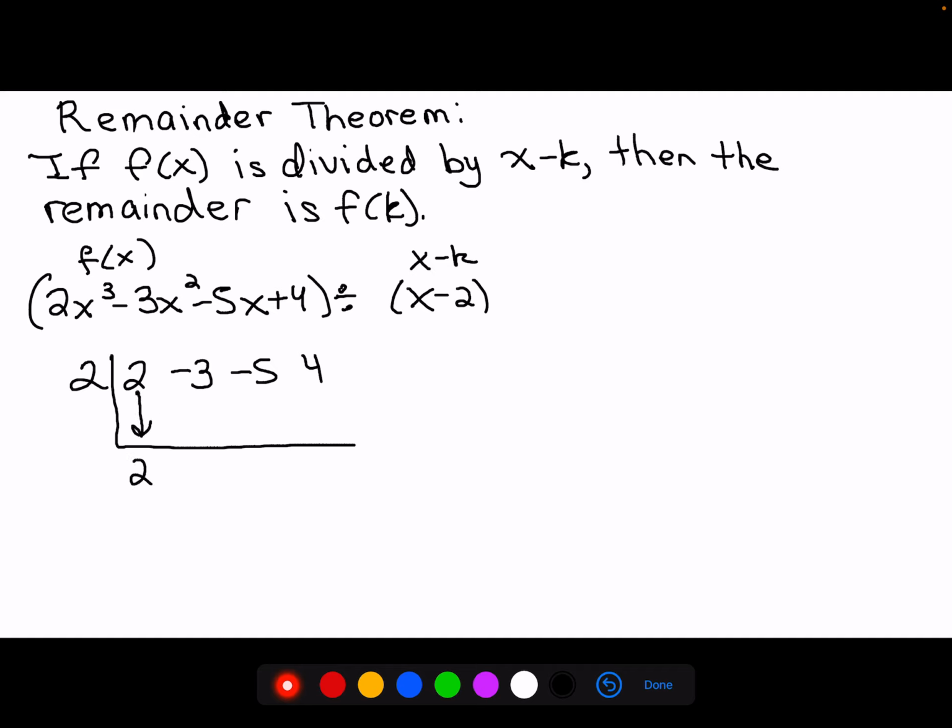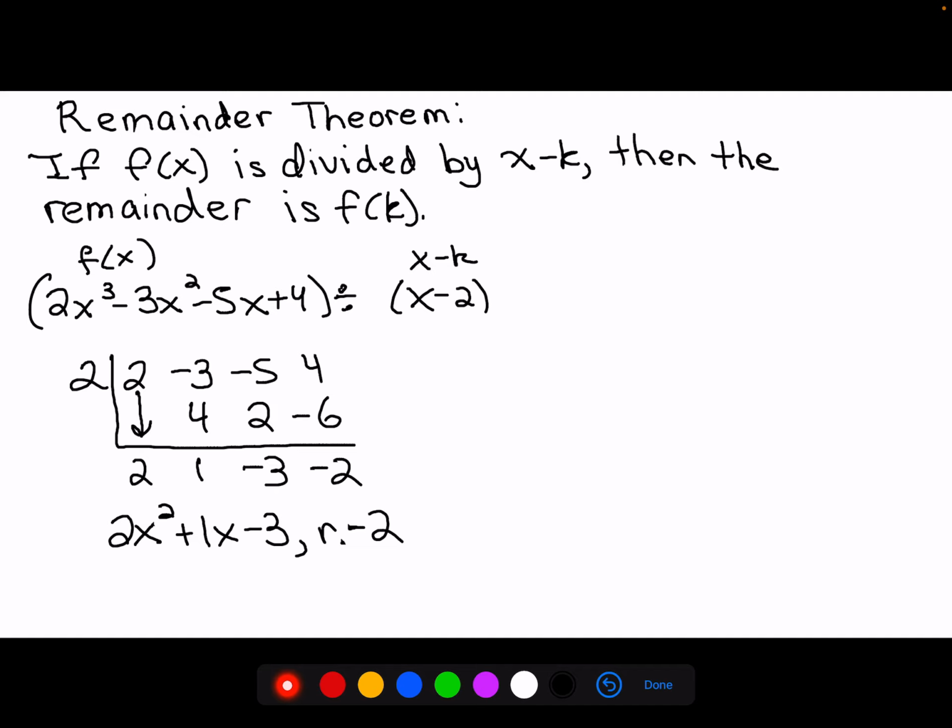Bring down that first number. 2 times 2 is 4. Add, we get 1. 2 times 1 is 2. Add, we get negative 3. 2 times negative 3 is negative 6. Add, we get negative 2. So in this problem, you end up with 2x squared plus 1x minus 3 and a remainder of negative 2 for your answer.